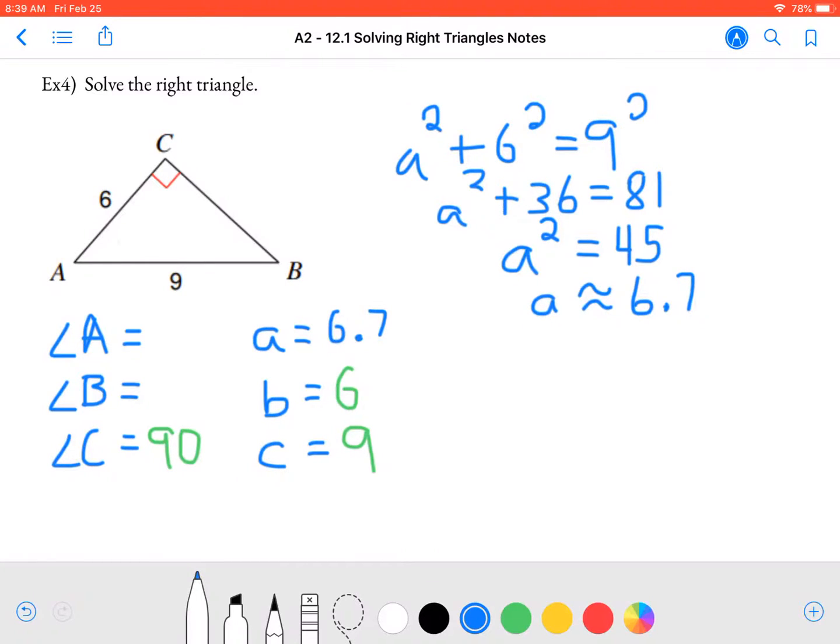Now we need to find one of the angles. I'm going to start with finding angle A here. That's where my little person is standing. I look at the diagram and ask, which pieces do I have? Do I have adjacent, opposite, hypotenuse based on angle A? This would be the hypotenuse, and this would be the adjacent. The one that uses adjacent and hypotenuse is cosine. So I'm going to say cosine of angle A equals 6 over 9.